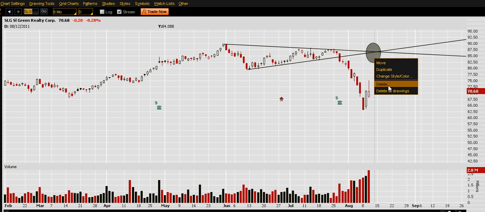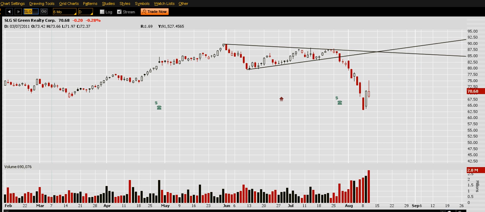These patterns are also called coils because, somewhat like a spring, they coil up, start large, get really small, push together, and then they spring out.